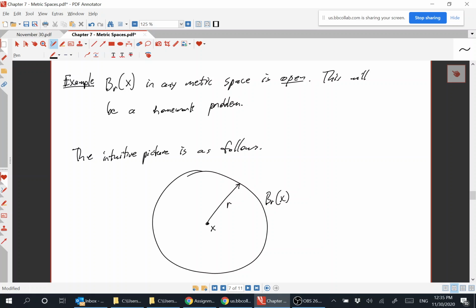What do you need to show it's an open set? Given Y in B sub R of X, so where's Y in this picture? Where's Y in this picture? Is it right here? Is that Y right there?